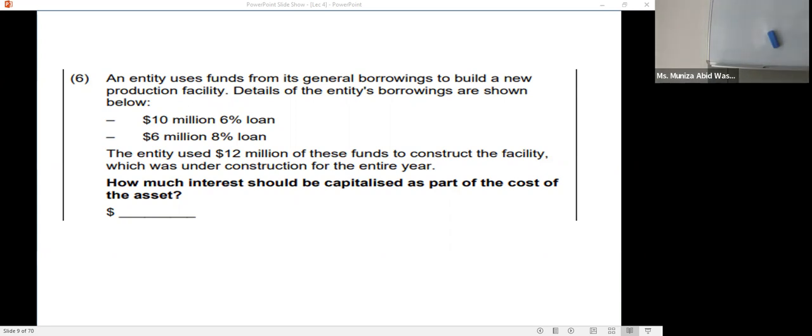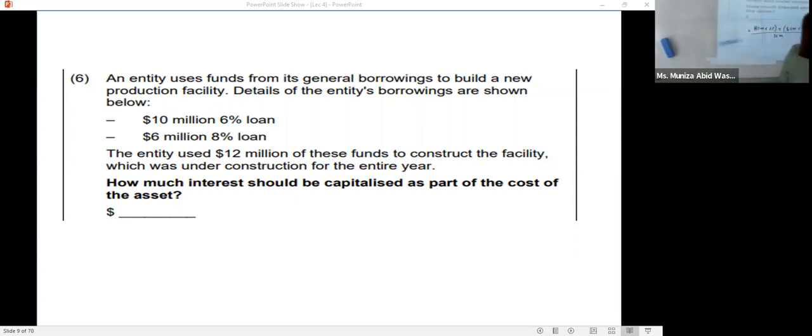0.0675. It means that 6.75% rate of interest is there. And this rate of interest will be applied on the $12 million of loan, which is actually used to construct the facility, not on all of the loan. We are using only 12 million out of the total loan being taken on the construction of the facility.